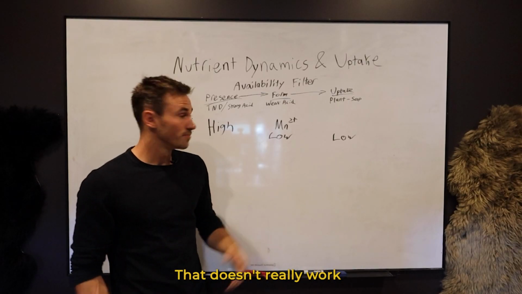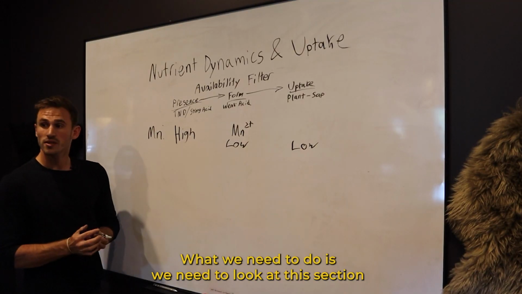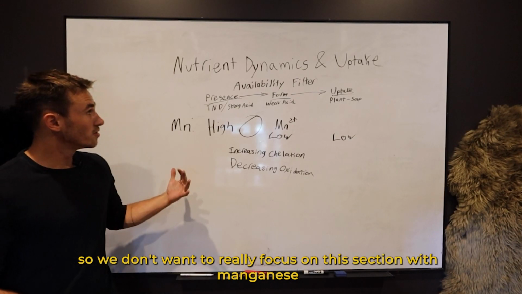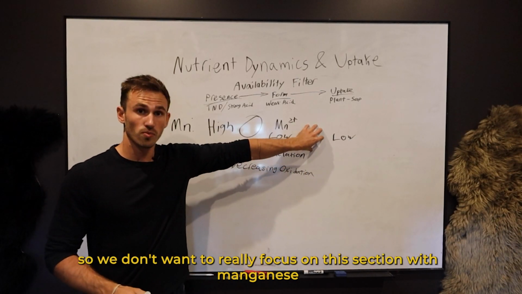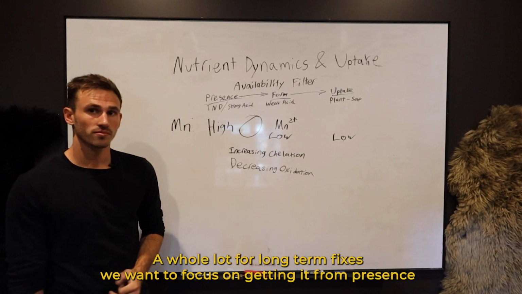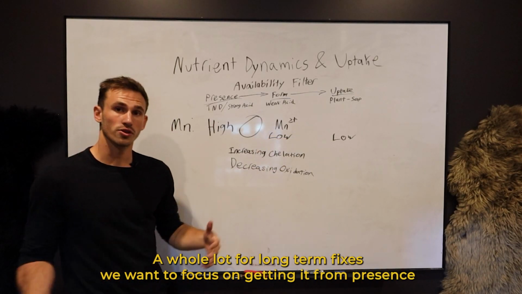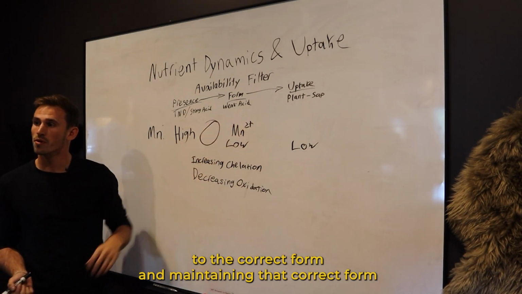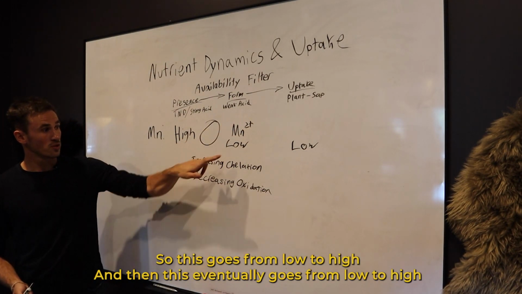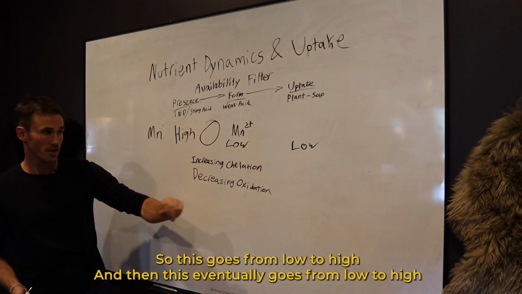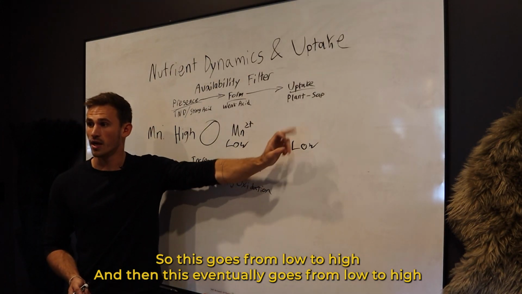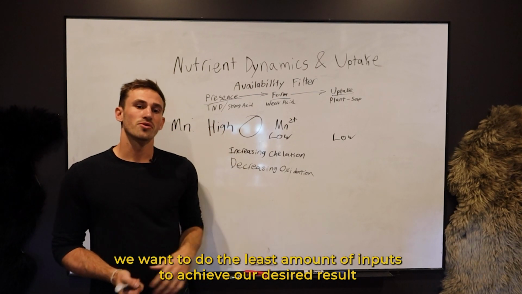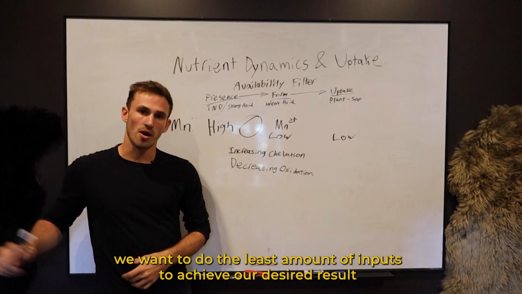That doesn't really work. What we need to do is look at this section. So we don't want to really focus on this section with manganese a whole lot for long-term fixes. We want to focus on getting it from presence to the correct form and maintaining that correct form. So this goes from low to high, and then this eventually goes from low to high. However, as we talked about earlier, we want to do the least amount of inputs to achieve our desired result.